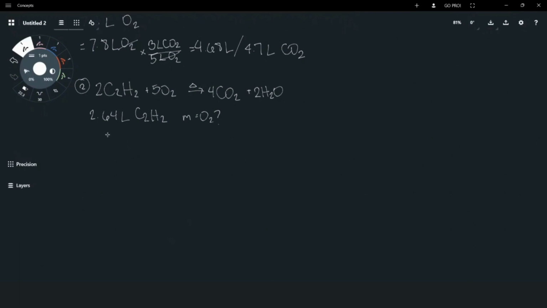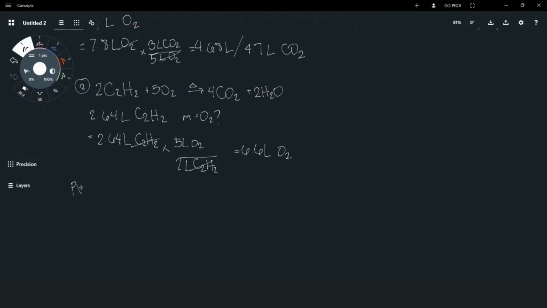To solve this problem, you multiply 2.64 liters of acetylene with the ratio of oxygen and acetylene in the balanced equation, wherein you have 2 liters of acetylene and 5 liters of oxygen for the reaction to take place. And you can cancel the units, giving you the answer 6.6 liters of oxygen.